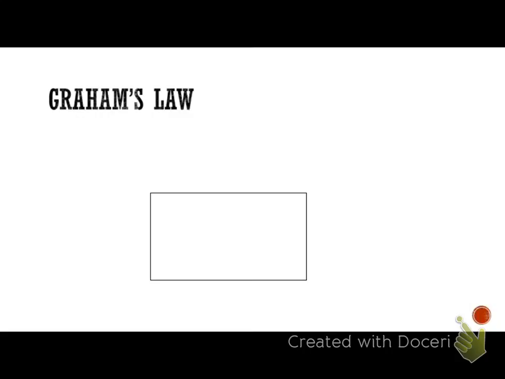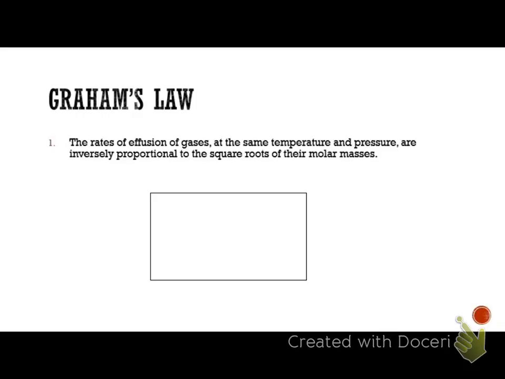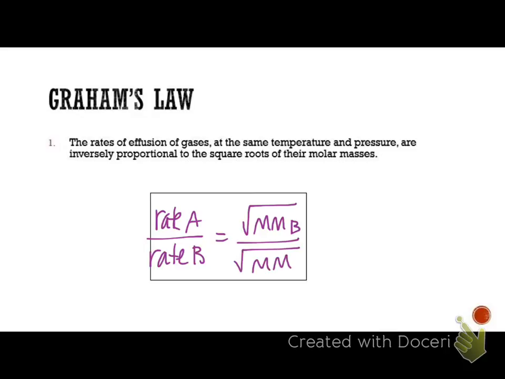Which brings us to Graham's law, okay? And it states that the rate of effusion of gases at the same temperature and pressure are inversely proportional to the square roots of their molar masses. So, what does that look like? It looks like this. If I have rate A of gas A over rate of B, it's going to be equal to the square root of molar mass of B over the square root of the molar mass of A. Okay, so they're inversely proportional.